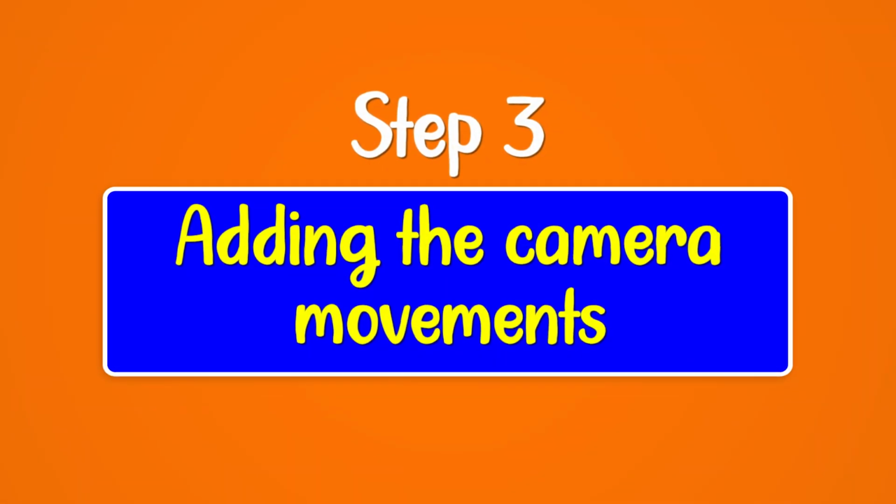Step 3. Adding the camera movements. By this step, we would have already done the most difficult part of the edits. So now it's just adding the keyframes to the camera and making sure that they move smoothly. In this step, I will also show you 2 bonus tricks which Magnates Media use to enhance their edits.